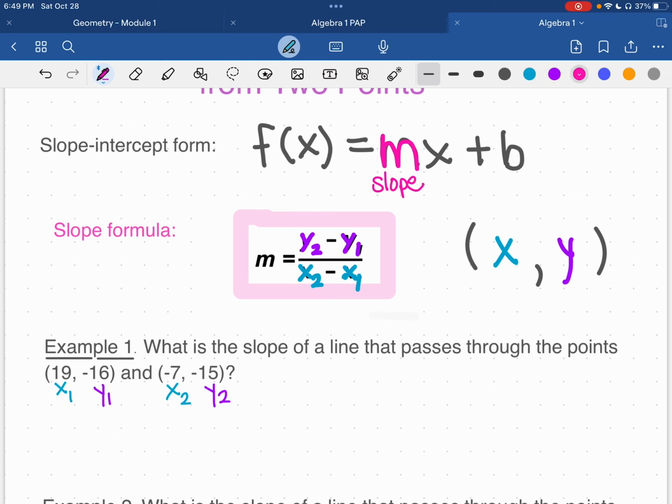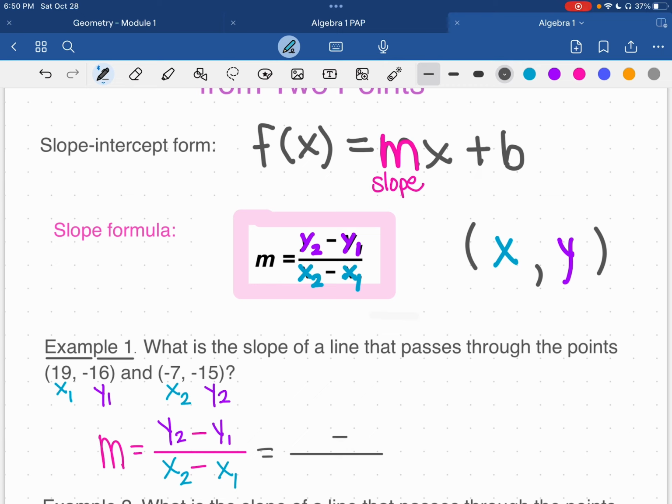Now I'm ready to go ahead and plug them into the slope formula. When we are first learning slope, it is not a bad idea to start by writing down the formula. It's going to help you to see where the numbers go, and it's going to help you to memorize the formula.